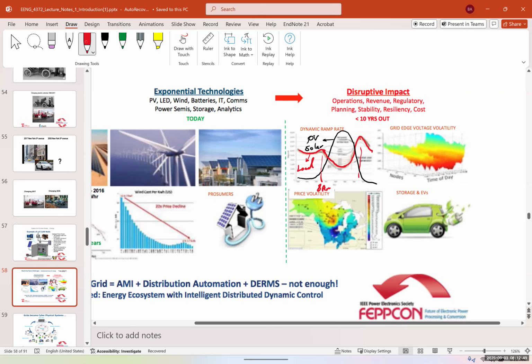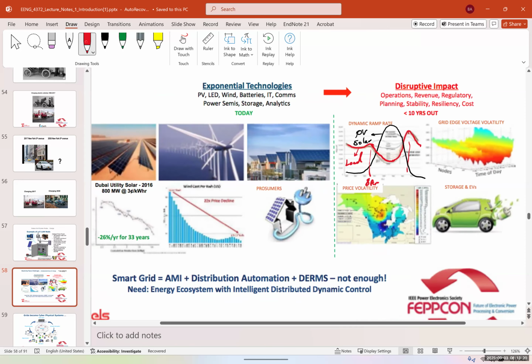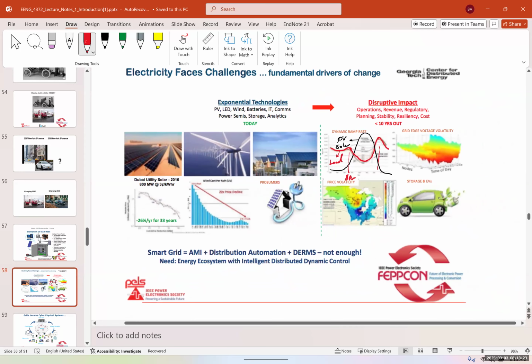Now we have solar power, photovoltaic panels, wind, LEDs, batteries, IT, storage systems, and so on. But the disruptive impacts are on operations, revenue, regulatory planning, and resiliency of these systems. As mentioned, reliability is a big issue with renewable energy. The wind doesn't blow when we want it. The sun doesn't shine sometimes when we want it, especially during the night.